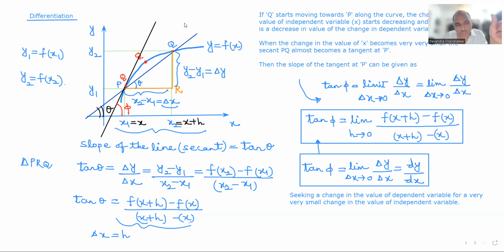Understood? Yes, sir. That is why we wrote it for tan theta. That is why we wrote it for tan phi. We wrote it for secant, we wrote it as tan theta, right? Yes, sir. For tangent, we wrote it as tan phi. Yes or no? Yes, sir. ठीक है. लिखो लिखो.